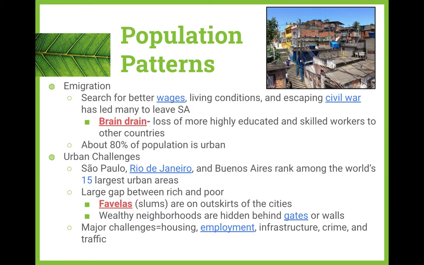They have favelas. Okay, so favelas are slums, and these are usually on the outskirts of the cities. And this is a picture here of what that might look like. And I'll show you some more pictures in just a second. But wealthy neighborhoods are actually hidden behind gates or walls. But the major challenges really facing the cities are housing, obviously, employment, infrastructure is crumbling in a lot of places. Crime is always an issue in cities, and then traffic, obviously.